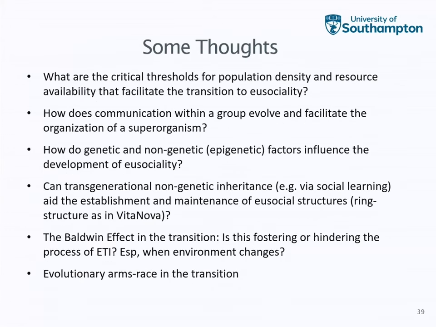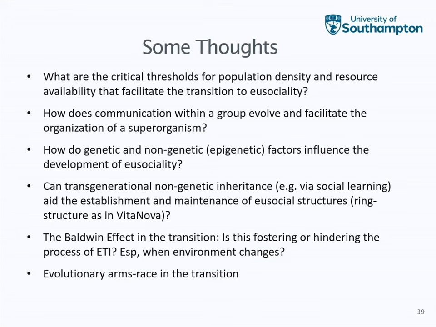There are some thoughts after my simulation, in that we can ask some questions, like what are the critical thresholds for population density and resource availability that facilitate the transition to eusociality. And also we can study how communication within a group evolves and facilitates the emergence of that eusocial superorganism. And I'm more interested in whether transgenerational and non-genetic inheritance, such as from social learning, can support the establishment and maintenance of eusocial structures.